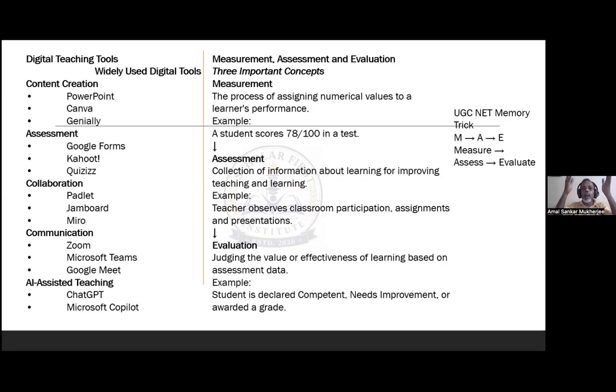So this is a continuous and comprehensive evaluation phase. Measurement will be there, assessment will be there, and after that there will be an evaluation to reach a complete decision or judgment about the learners by the teacher. So in short, we can call this process MAE: measure, assess, evaluate, generating the ultimate outcome of the student. MAE: measure, assess, and evaluate.